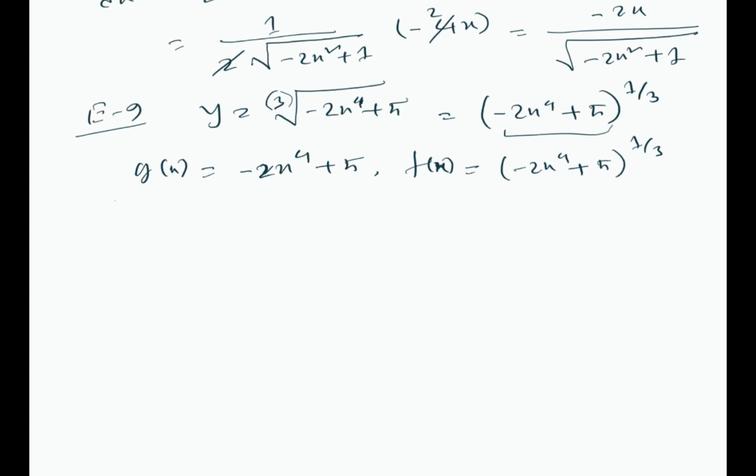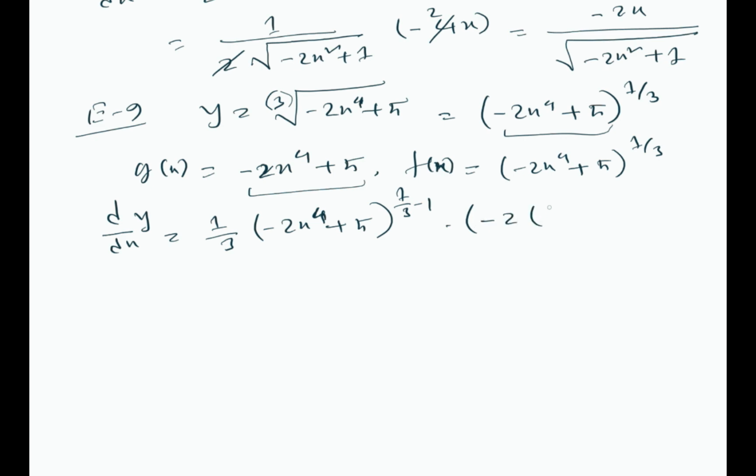Okay, so derivative of y with respect to x is actually, first we need to apply the power rule. So 1 over 3, and we need to keep our inner function as it is, minus 2x to the power 4 plus 5, right? Then 1 over 3 minus 1 times derivative of the inner function, which is this part. So minus 2, derivative of x to the power 4 is 4, x to the power 4 minus 1 is 3, then derivative of 5 is 0.